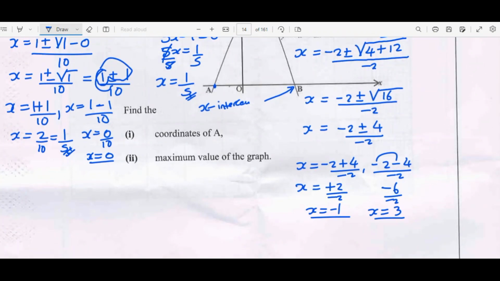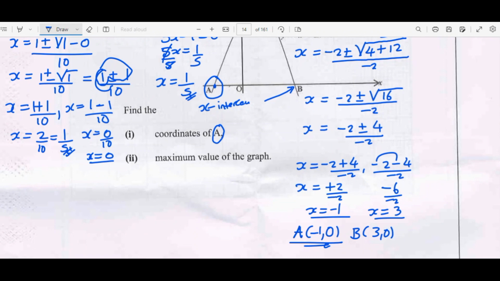So the coordinates, the first one will be -1, 0. The second one will be 3, 0. Now let's look at the one that we want. We just want the coordinates of A. Now A is located on the negative part of the x-axis, so this A is the one for -1, 0. Then this is our B, even if we are not told to do that.